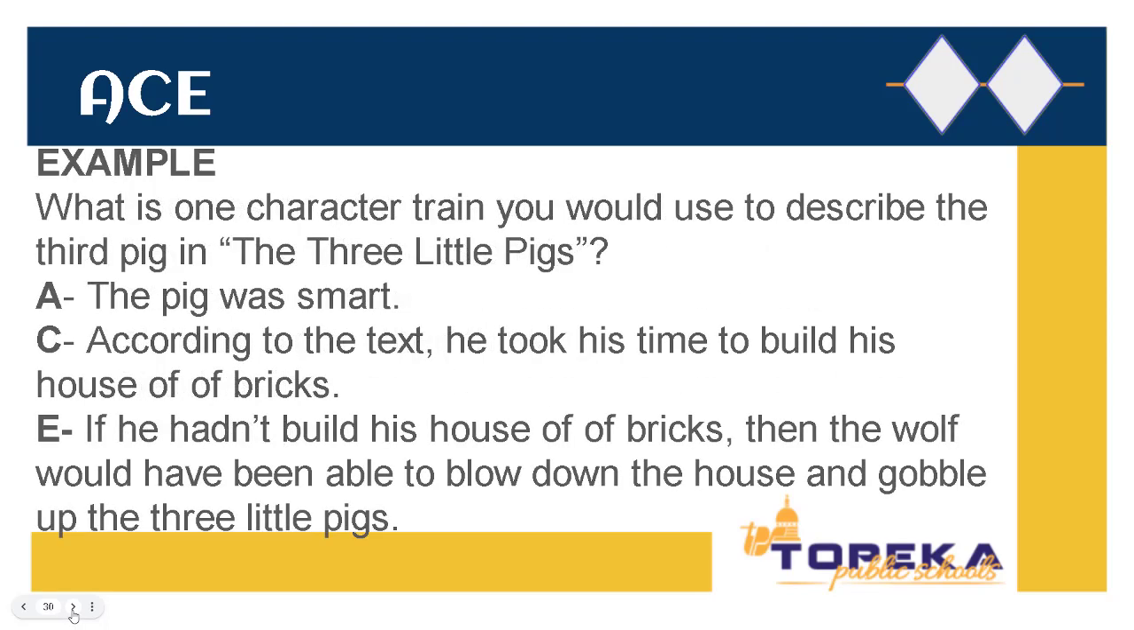So here are some examples. Here's an example from ELA. What is one character trait you would use to describe the third pig in the Three Little Pigs? Here's an example. A: The pig was smart. C: According to the text, he took his time to build his house of bricks. E, our elaboration: If he hadn't built his house out of bricks, then the wolf would have been able to blow down the house and gobble up the three pigs. So notice that it's not just saying here's the character trait, but here's why that character trait is important to the other characters in the story.